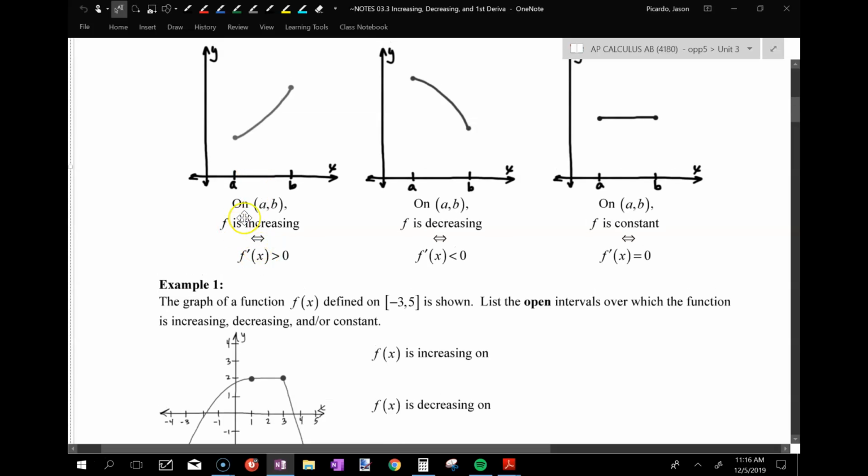If you look at this graph, it is increasing for a couple of different reasons. One reason is as x values increase, y values increase, and tangents are positive. Tangents are negative, tangents are equal to 0. Everybody agrees with that.